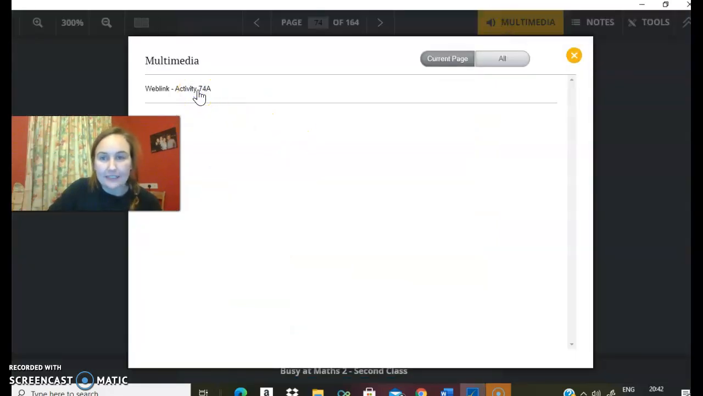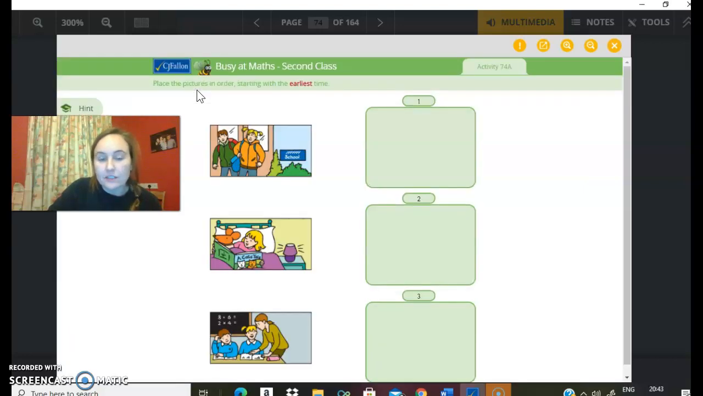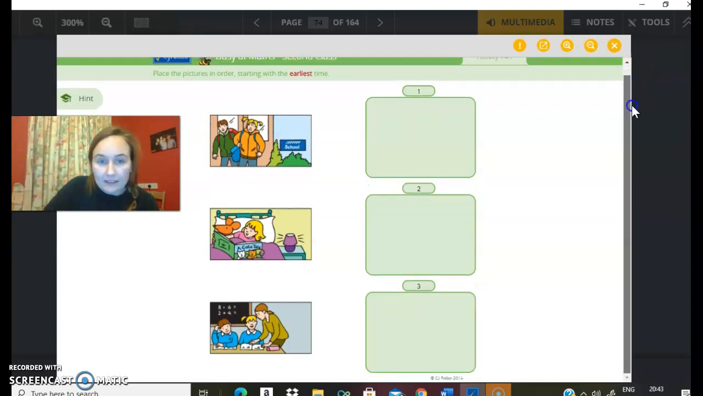It might make things a little bit easier. So we're doing time today and different times of the day, like morning, afternoon, evening, night. So just looking at this little activity here, I have to put the pictures in order starting with the earliest time.